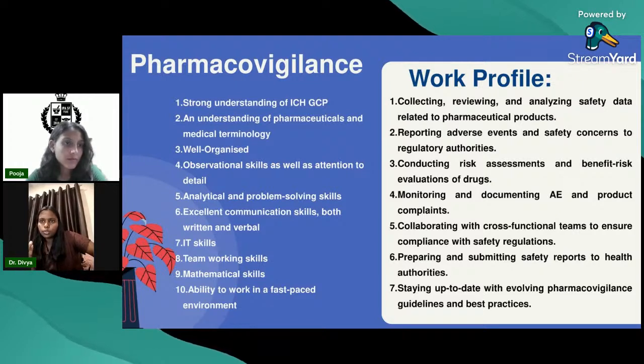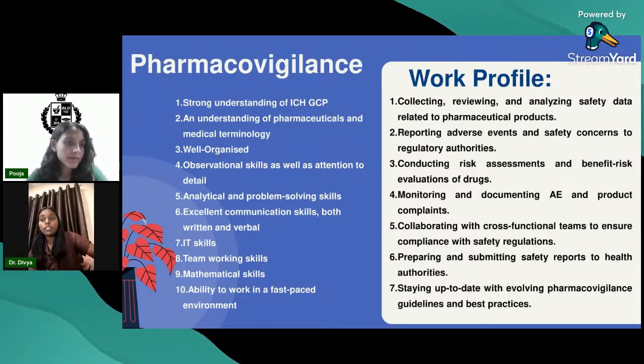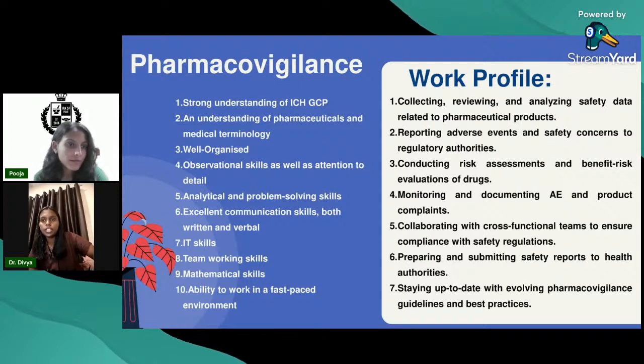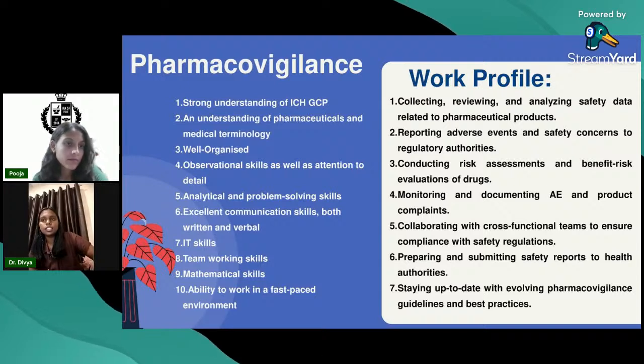In this field, you will require skills like being well organized, observational skills, and analytical skills. You should have good communication skills, written and verbal. Then you should have good IT skills and teamworking skills. This is also one of the corporate jobs, so you should be a team player.